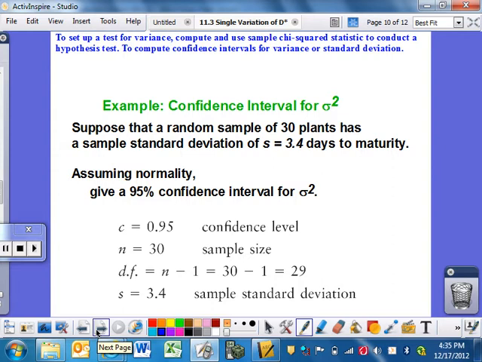So here is an example. I want to find a confidence interval for the variance. So I actually specify variance in this problem. We have a random sample of 30, a standard deviation of 3.4. Okay, and I want a 95% confidence interval. Alright, so I kind of list all these things out. You're going to need to know all of that stuff.